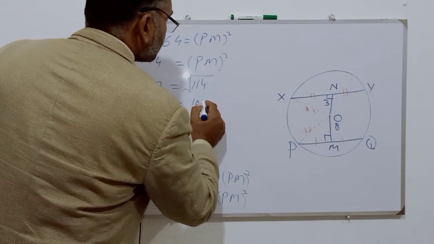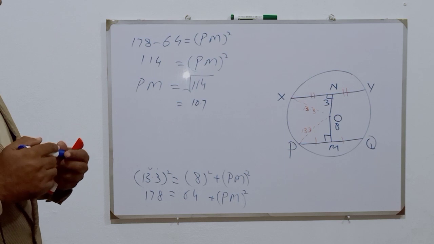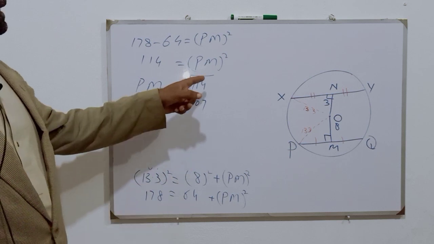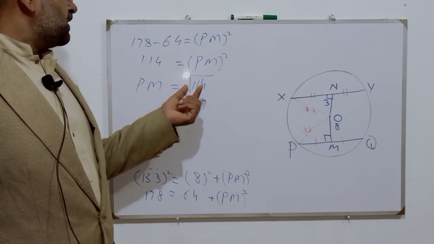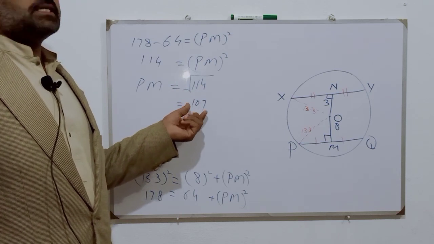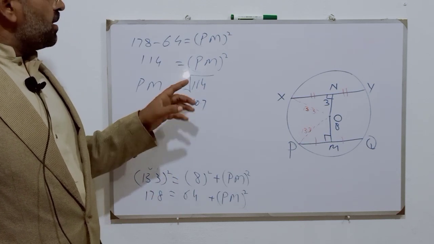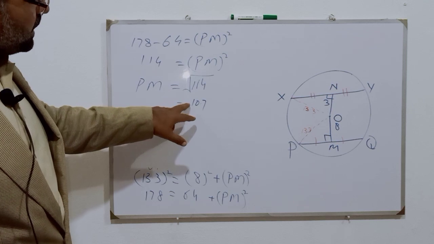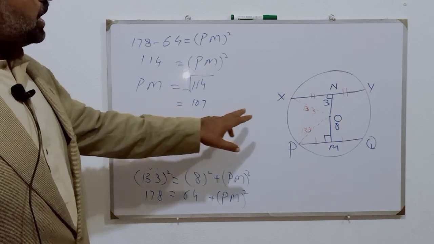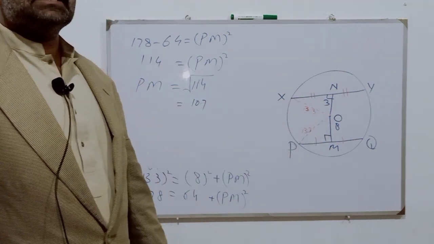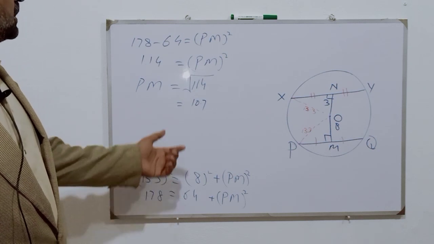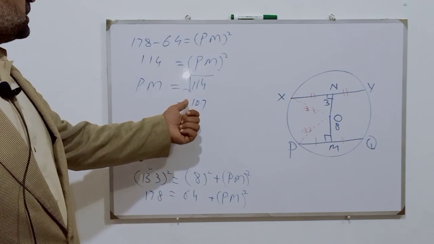Students, here I want to tell you one thing, that whenever we take the square root of any number, we have to use plus minus sign with the answer. But here we will not use plus minus particularly, because length is a scalar quantity and scalar quantities are always positive, so we need not put plus minus sign with it.